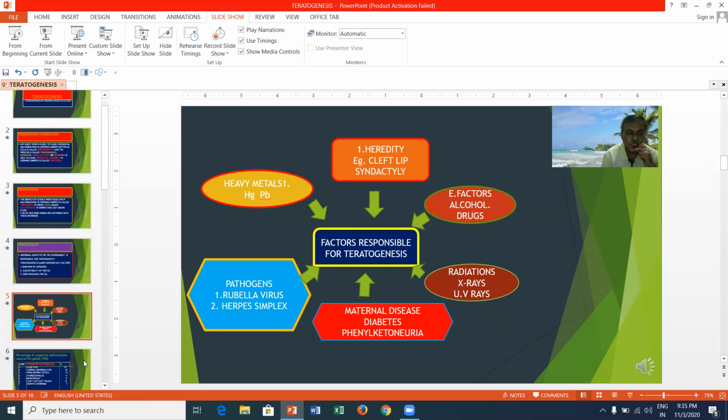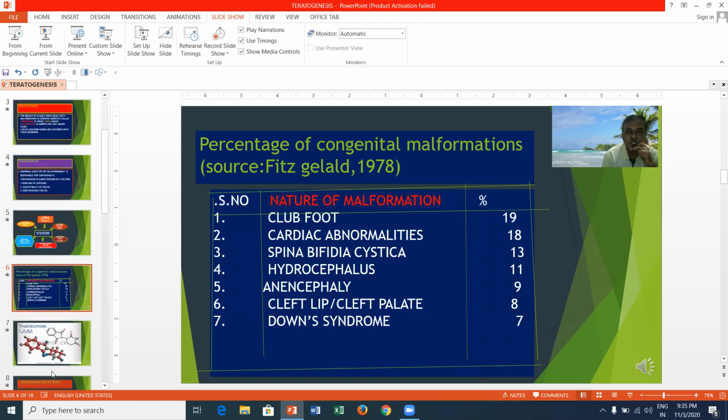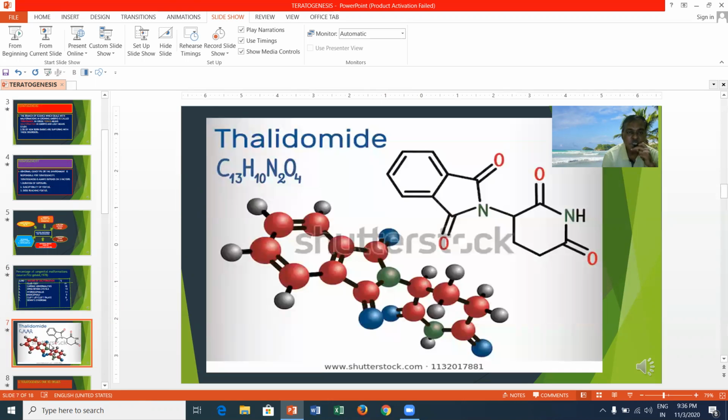Here you can see the teratogenesis one by one. The percentage of congenital malformations: club foot is 19% in the world population, cardiac abnormalities is 18%, and spina bifida cystica is 13%. Hydrocephalus, meaning water containing a heavy brain, is 11%. Anencephaly is 9%. Cleft lip or cleft palate, 8%. Down's syndrome is 7%.